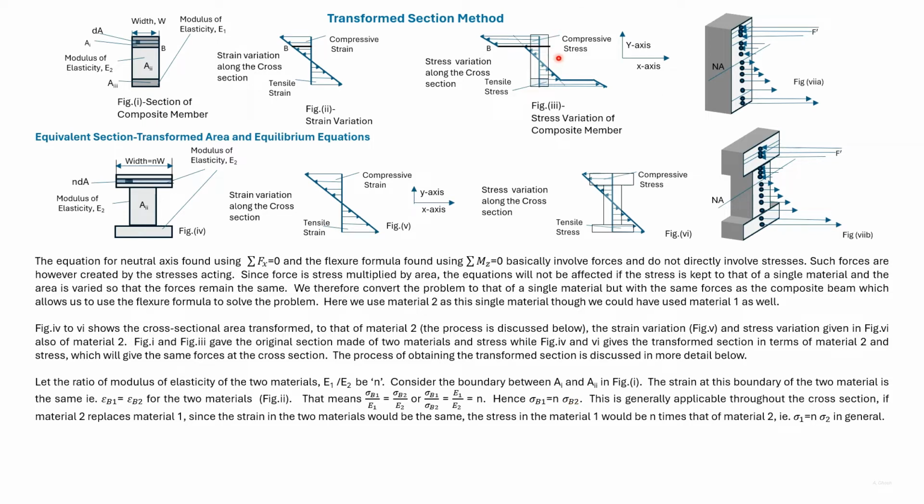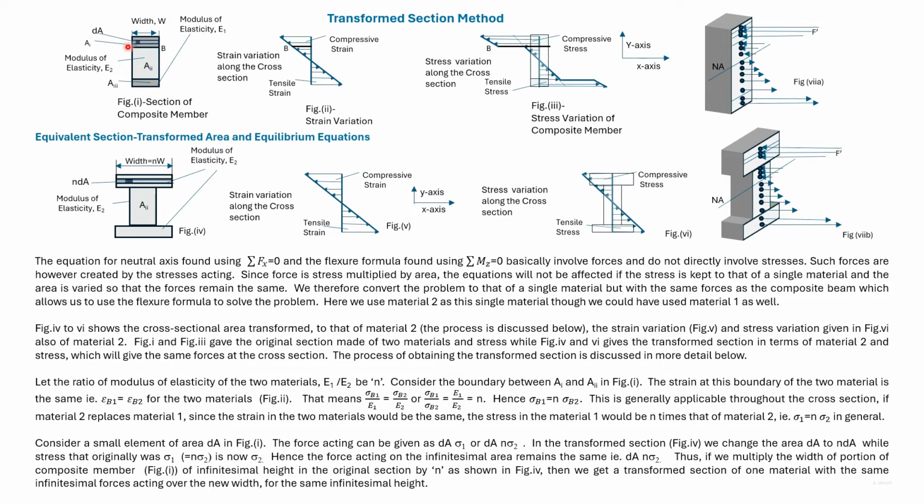So in this stress diagram, sigma B1 is shown N times sigma B2. Consider the area A1 and let us extend the stress variation corresponding to material 2 as shown here. Then if sigma 1 is the stress in material 1 and sigma 2 the stress in material 2, for this portion sigma 1 is always equal to N sigma 2.